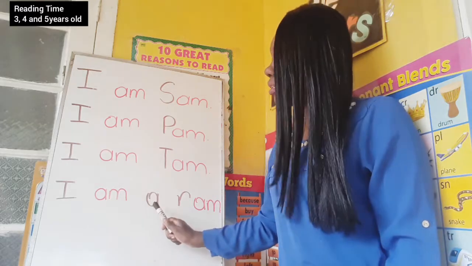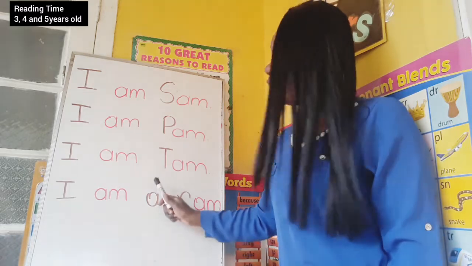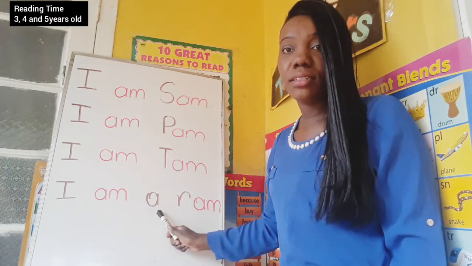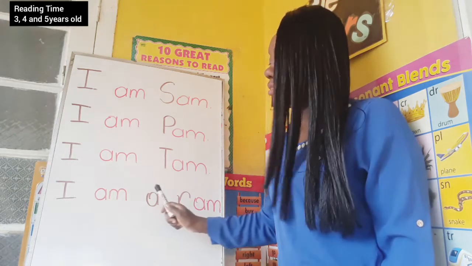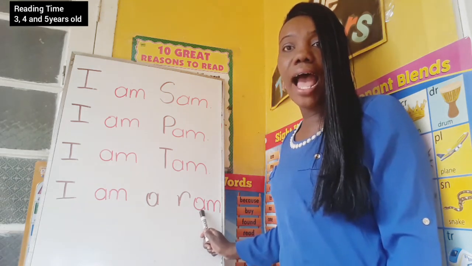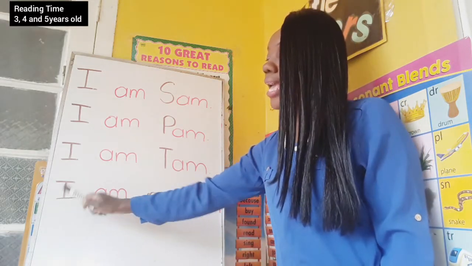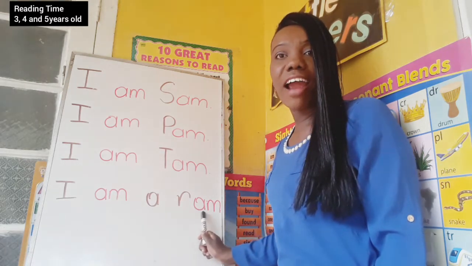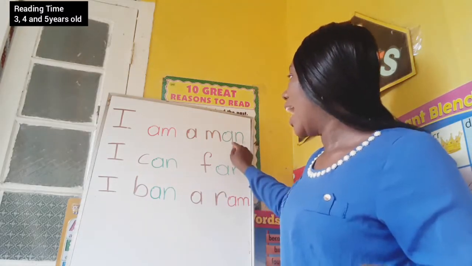This is what again? I am. What's this letter? And what's the sound of this letter? A. So when you see letter A in a sentence, you say a. It's a word. Let's read. Am. Very good. I am a ram. So now, boys and girls, we are going to move on to an.